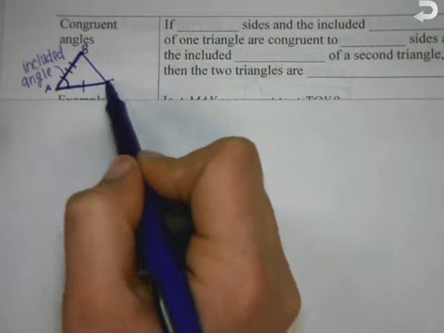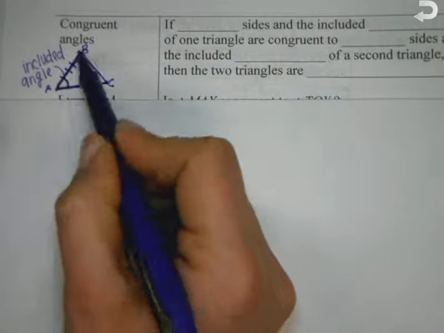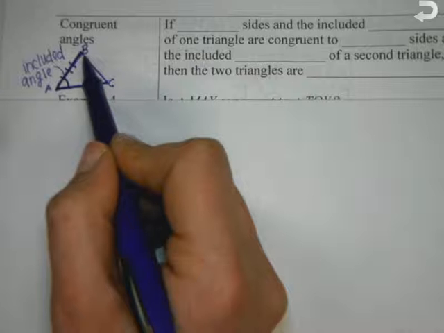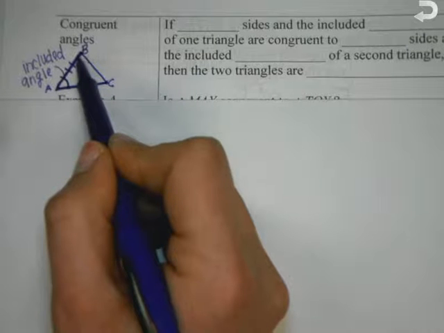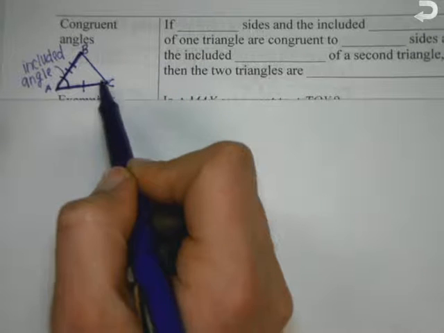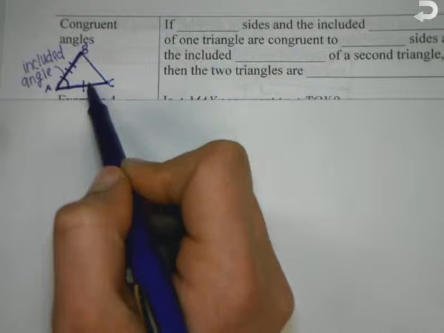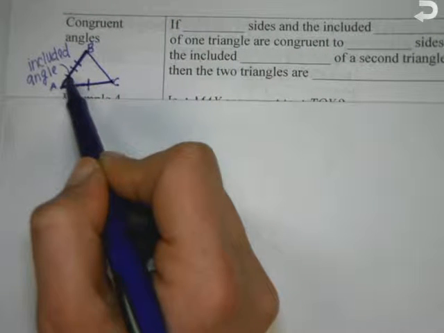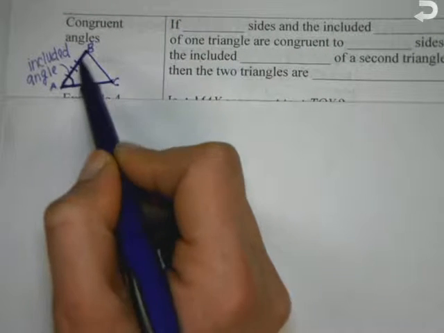Is angle B included in AB and AC? No, because AB and AC make angle A. Does that make sense? So it's the one that's in between the two lines, the one that the two lines make.